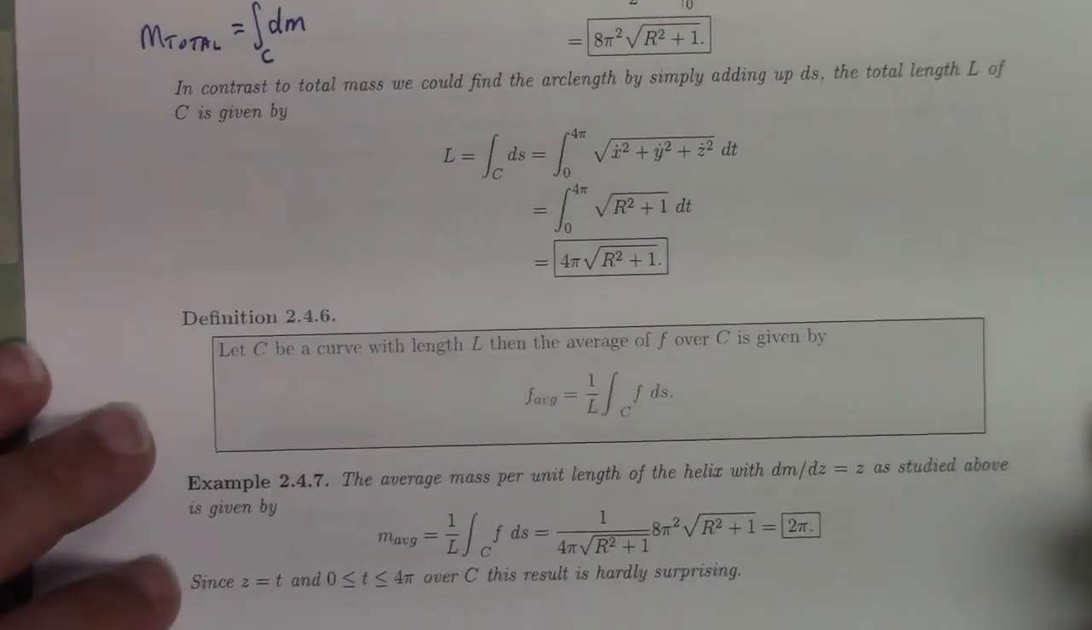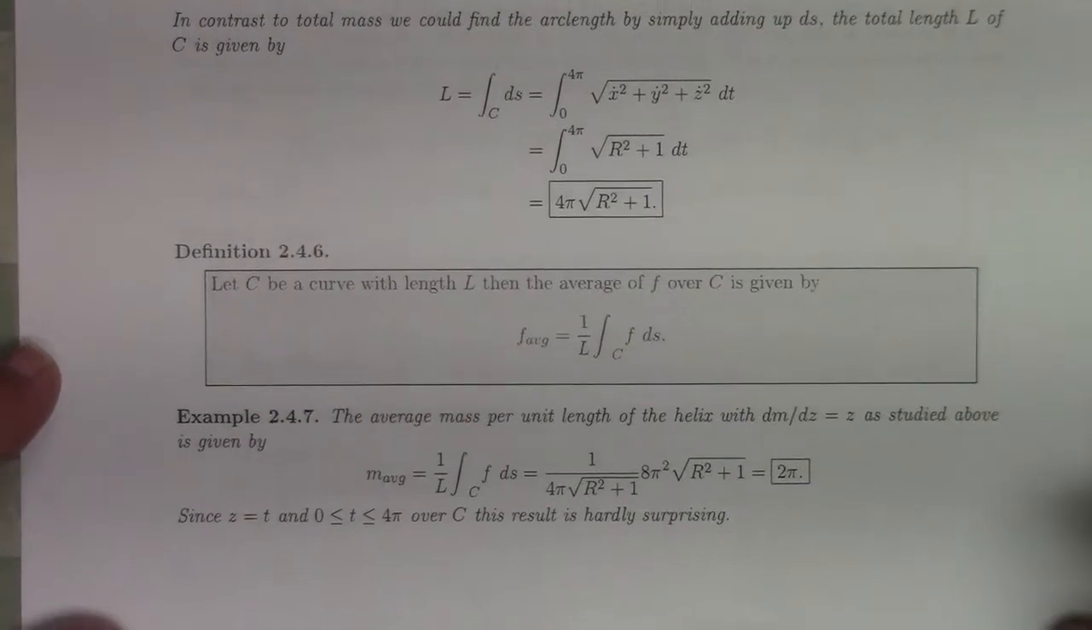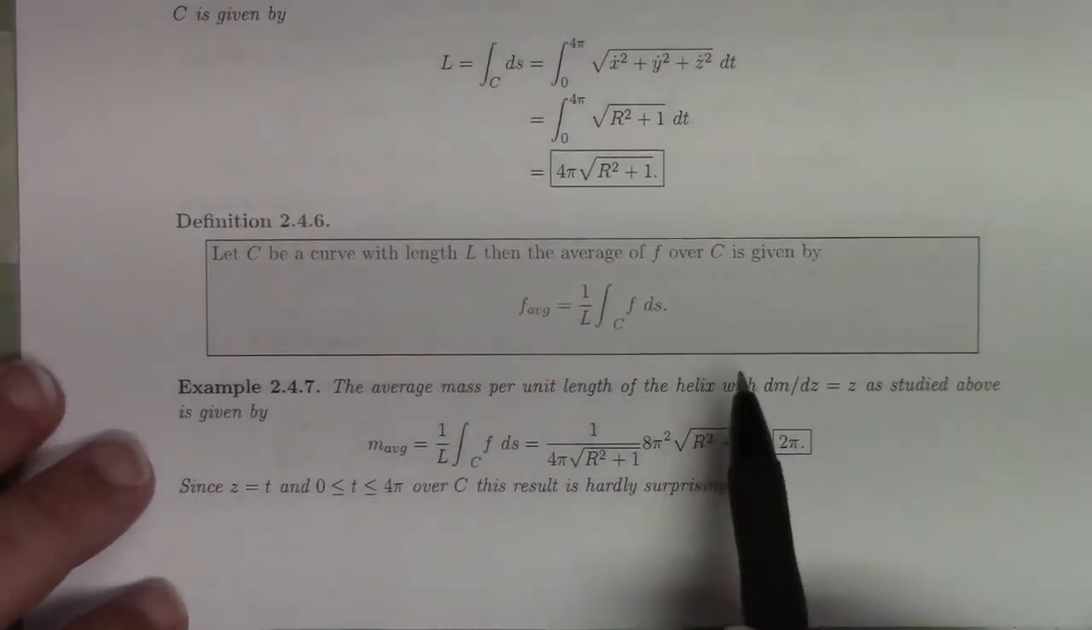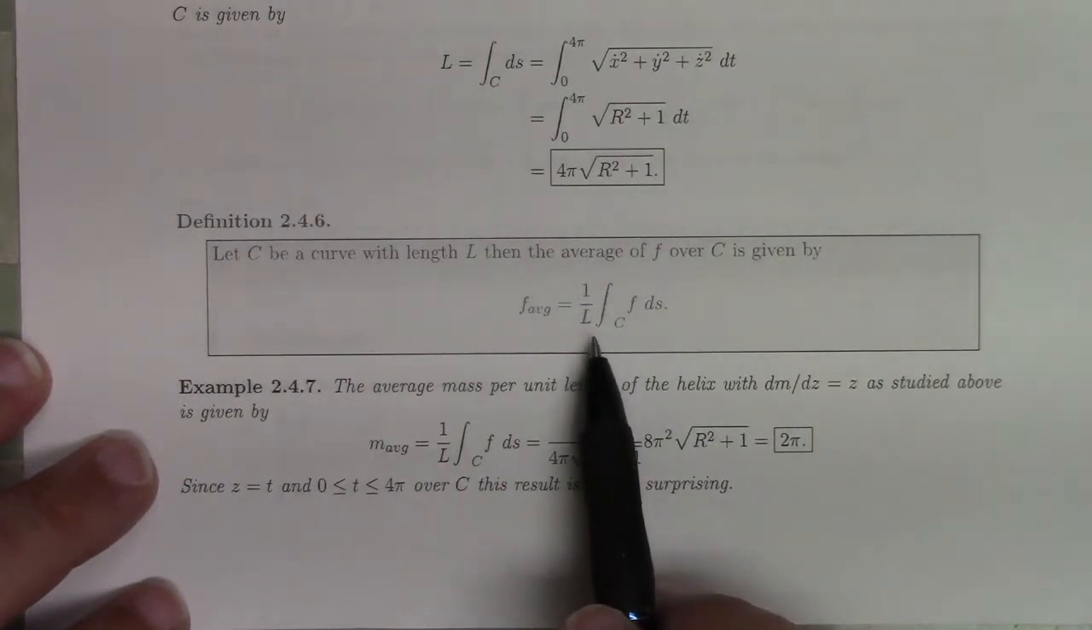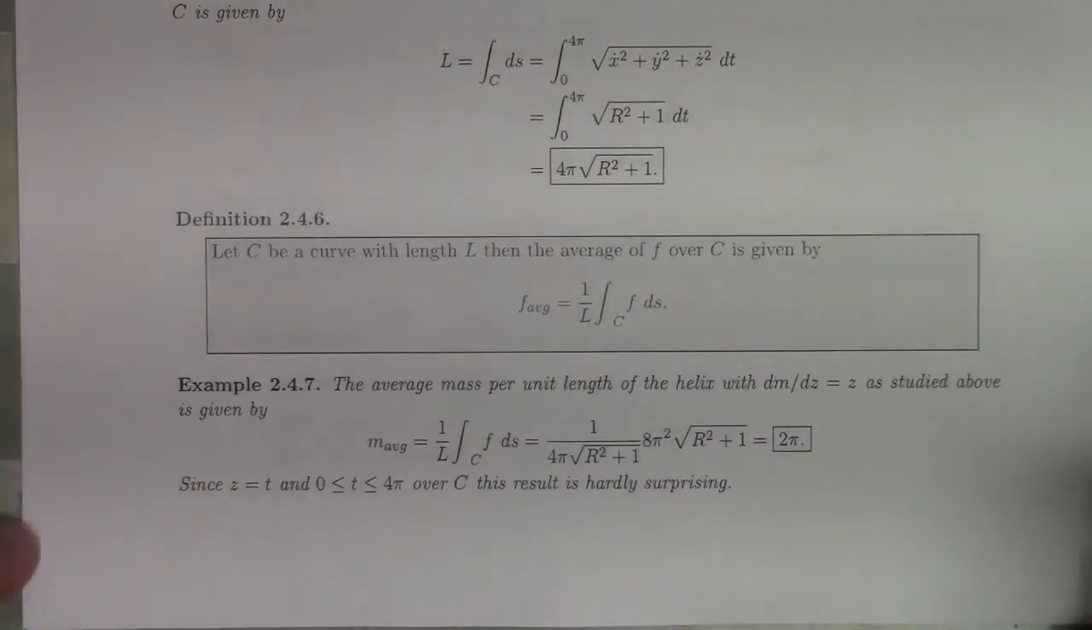Another thing I should define, because it's fun, is the average of a value along a curve. So if I want to talk about the average of f over the curve, I divide 1 over the length of the curve times the integral of f along the curve.